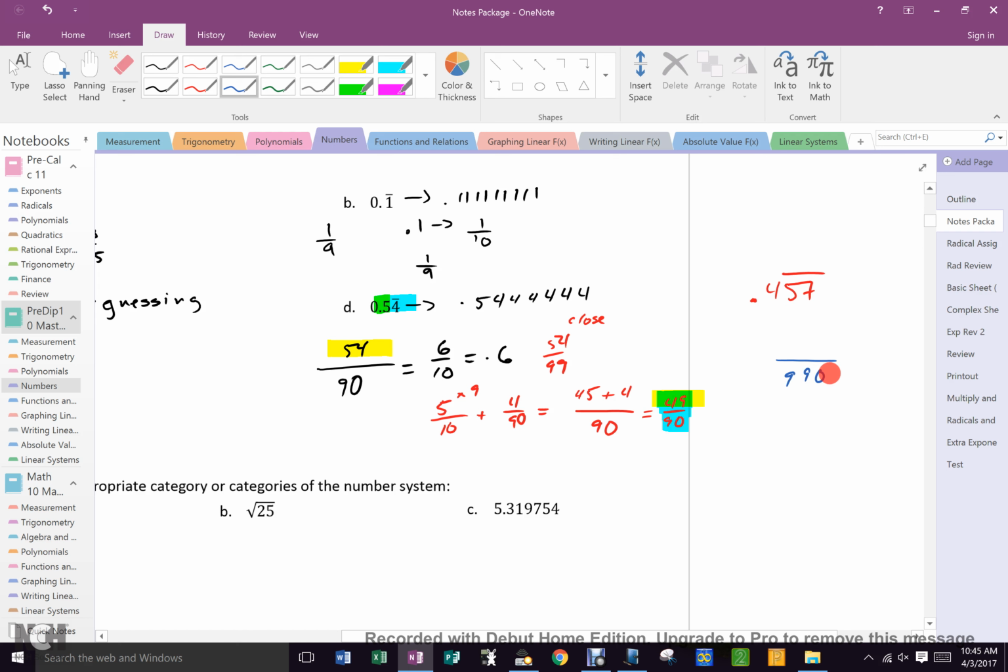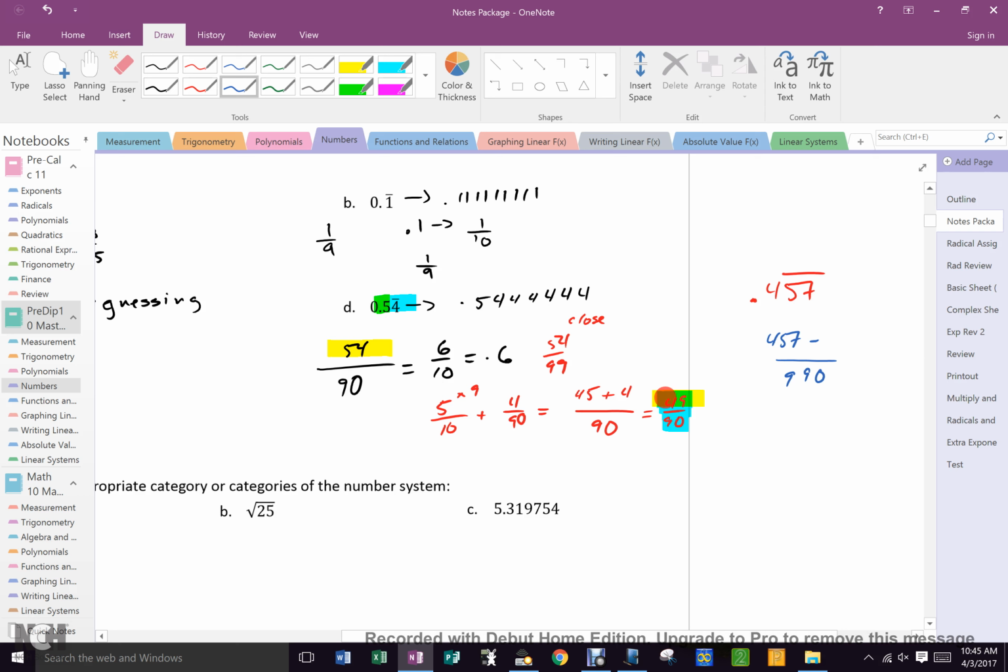Everybody cool? Okay, now what goes in the numerator? Look at what we did here. 457 minus how much? Look at what we did here, because math is a pattern. What did I do with 54, 5, and 49?